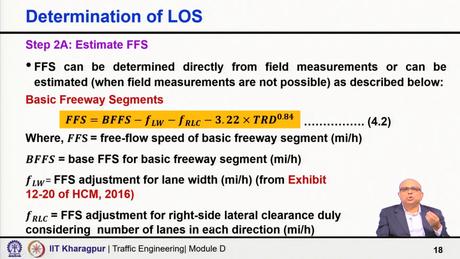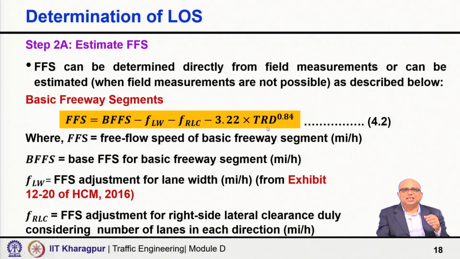So, if you know what is the right side lateral clearance, and if you also know how many lanes are there in each direction, it depends not only on the available right side lateral clearance, but also on how many lanes are there in each direction, 2 lane, 3 lane. So, like that if I know the number of lanes and if I know the available right side lateral clearance, I can get this factor.